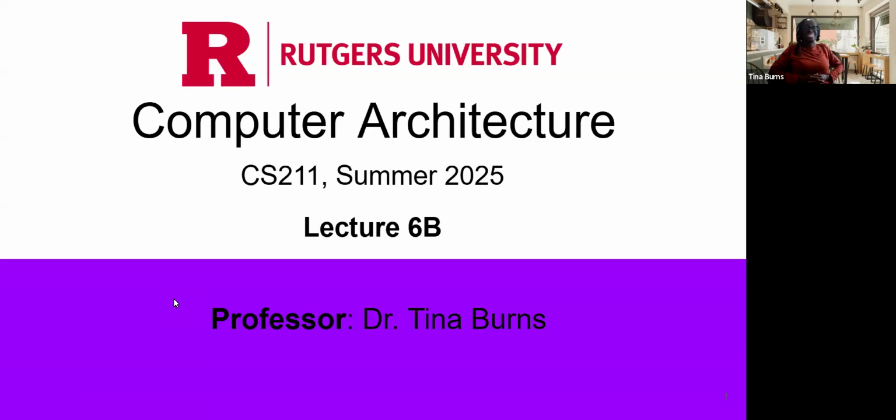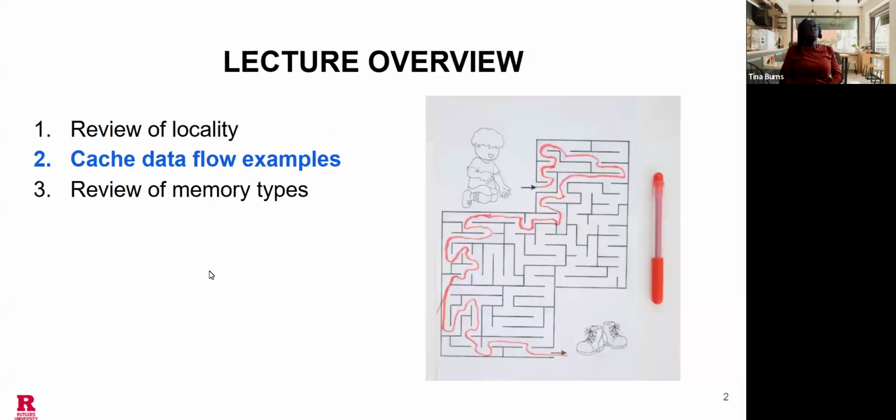This is the second lecture in week 6 for the summer of 2025 for computer architecture, or CS211 for Rutgers University. What we're going to do today is a few things. We're going to review locality. We talked about that in the last lecture, and I believe that's where we ended.